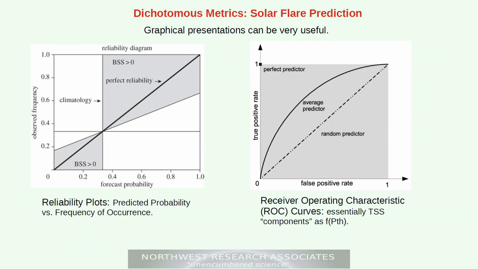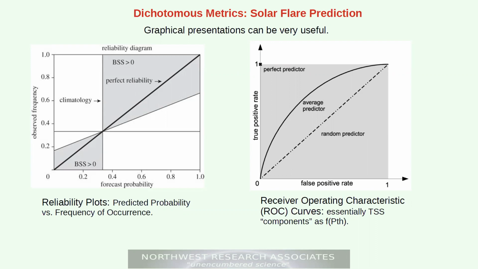On the left-hand side is something called a reliability diagram, where you plot the forecast probability versus the observed frequency. You can look at where it's perfect, and where it's just climatology, where you would be getting no skill above something else. On the right-hand side is something called the receiver operating characteristic curve, or ROC. It goes by different names, but they all have ROC, so we call them the ROC curves, and we're all safe.